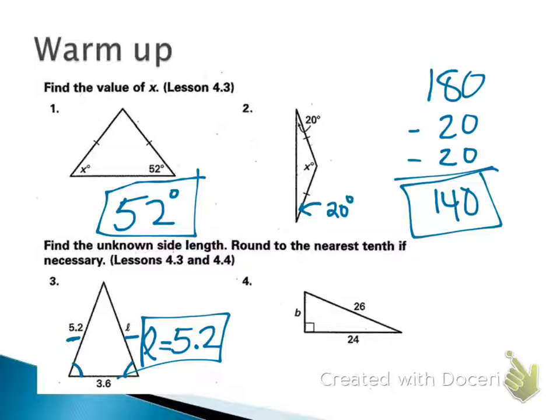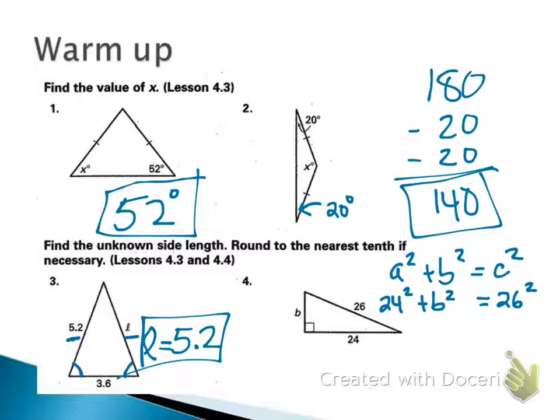Then we took a break, did some radical stuff, and then we came back Monday and started 4-4, the Pythagorean theorem. So for number 4, I need to use the Pythagorean theorem to find the missing side of this right triangle. How should I set this up? Remember, we're talking about a squared plus b squared equals c squared. 26 is the which one? A, B, or C? It has to be the C. The longest side is always the C. So that means 24 is the A, and then B is going to stay B.